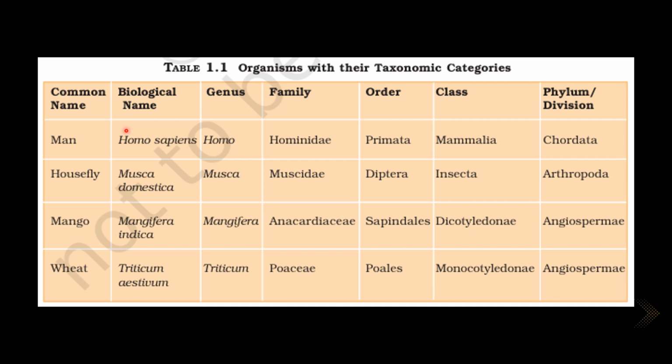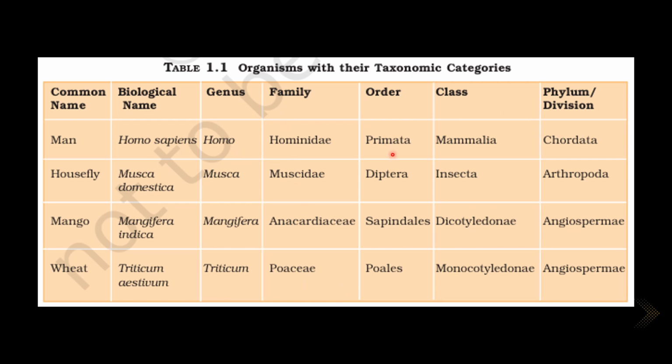Now genus is the first one, this Homo, Musca, Mangifera and Triticum. Now their families would be more or less similar only. Their families are Hominidae, Muscidae, Anacardiaceae for Mangifera, and Poaceae for Triticum. Next we have order, that is Primata. Man belongs to primates, so it comes under order Primata. And these come under Diptera, Sapindales, and Poales. These two are similar, you can learn it this way as well.